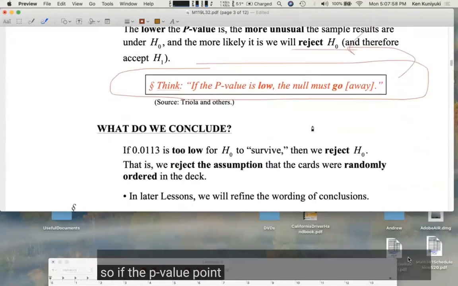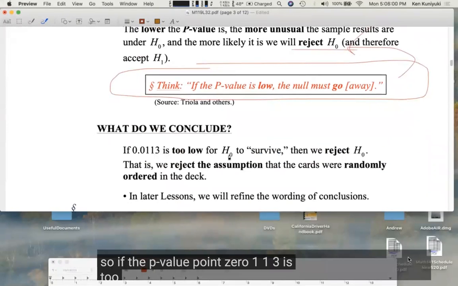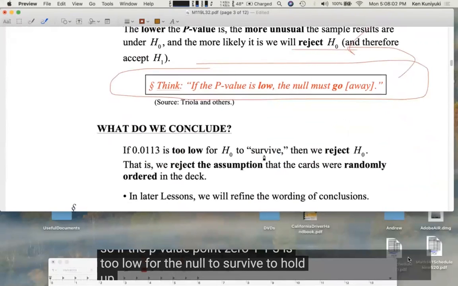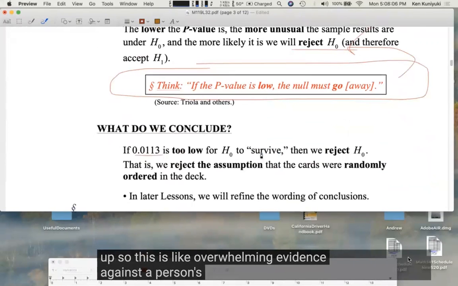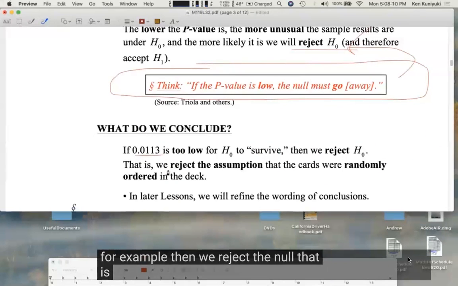So if the p-value, 0.0113, is too low for the null to survive, to hold up, so this is like overwhelming evidence against a person's claim of innocence, for example, then we reject the null. That is, we reject the assumption that the cards were randomly ordered in the deck. Later on, we'll refine the wording of this.